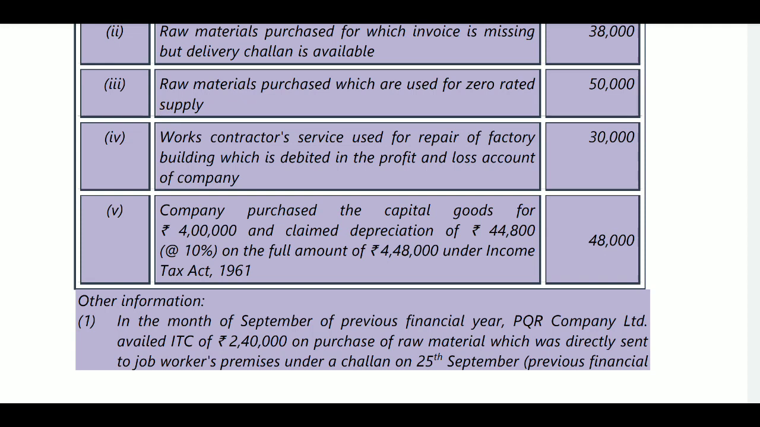So when you are claiming depreciation, then ITC is not available. On this amount, ITC is not available. Up to this, 50,000 plus 30,000, 80,000 is available.